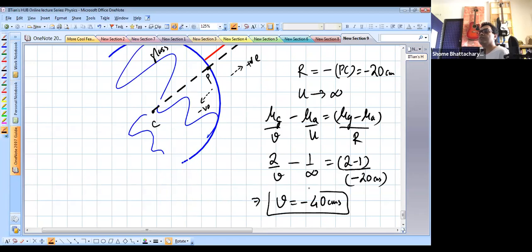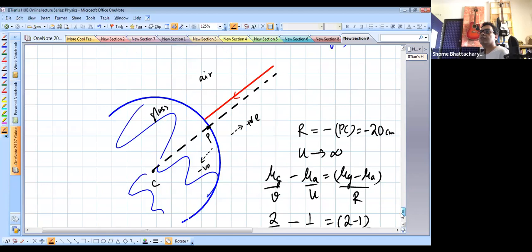What does this tell us about the first image? This will deviate ever so slightly such that when it meets the principal axis, this is the position of the first image, I1.